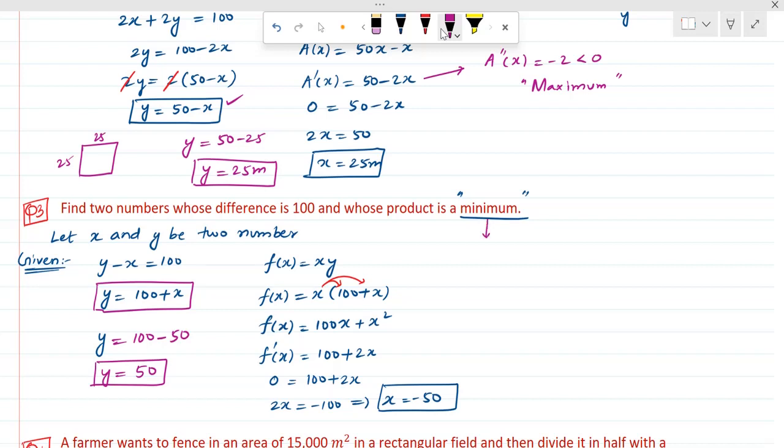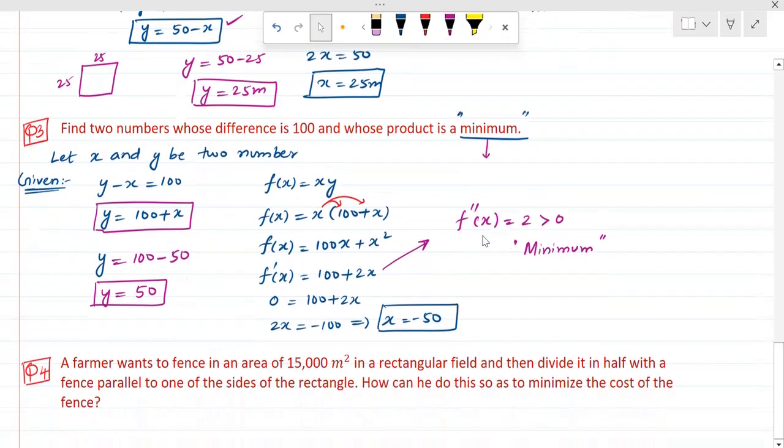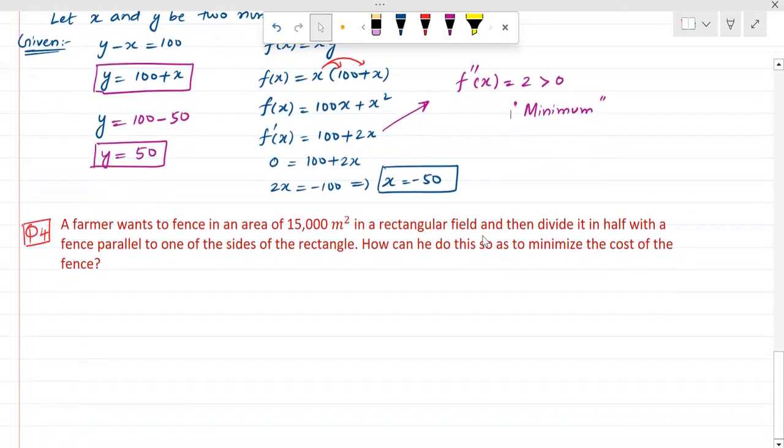So take the second derivative. What is the first derivative? You have 100 plus 2x. I differentiate a second time. 100 becomes 0, and you will get 2. Since it is positive, more than 0, it is a minimum as per the second derivative test. The second derivative test is very easy when compared to the first derivative test. So always use the second derivative test to show maximum and minimum.